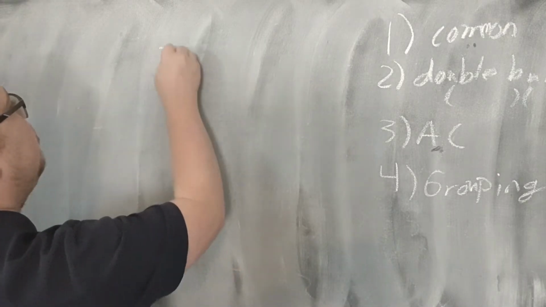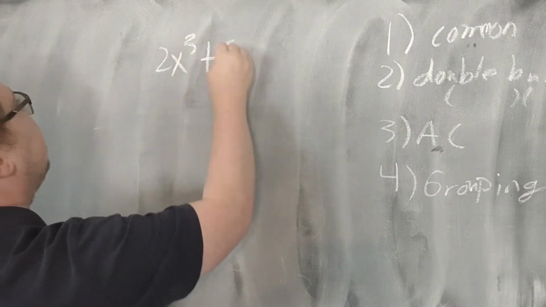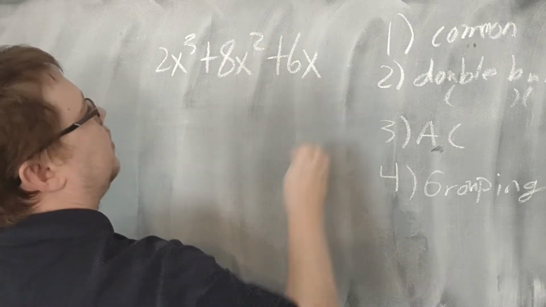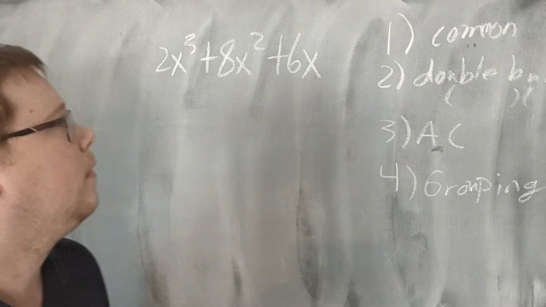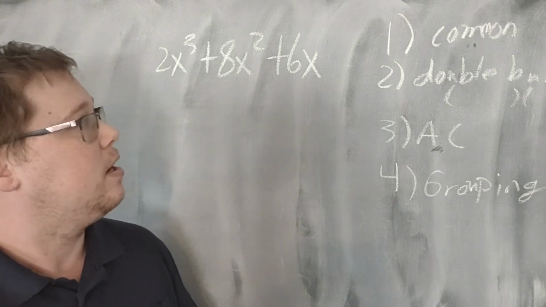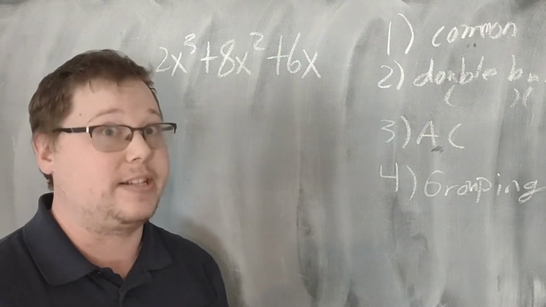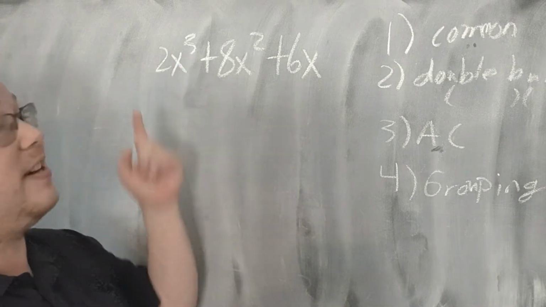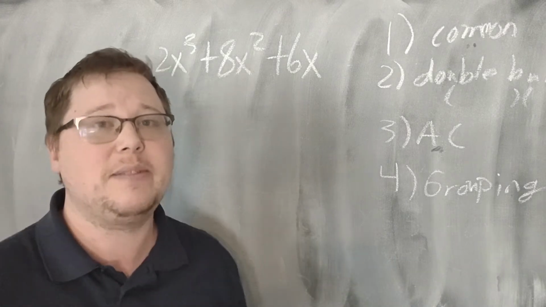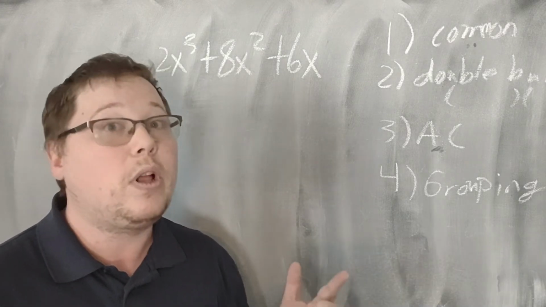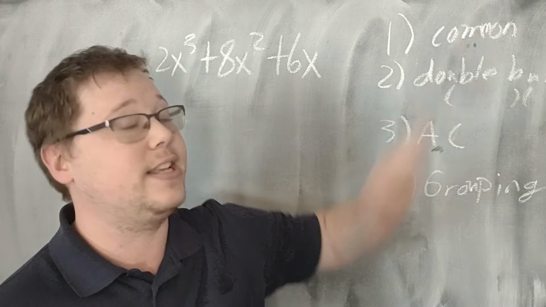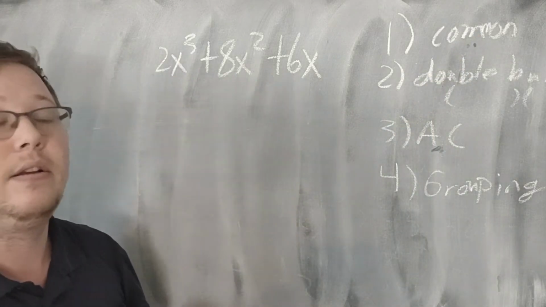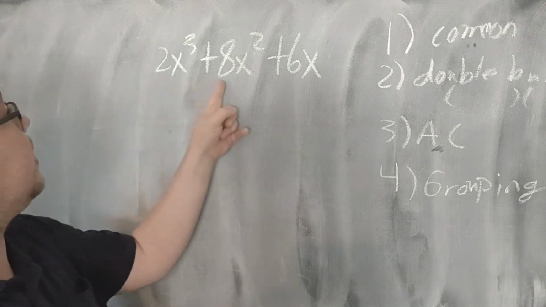Say I have 2x cubed plus 8x squared plus 6x, and I want to factor that. Well, the first thought is, if you've watched my videos and don't know any other factoring, how do you factor an x cubed? We've only ever talked about an x squared. Well, turns out, if you follow the advice of common factoring first, it doesn't matter, because there's an x in everything. And there's also a 2 in everything.